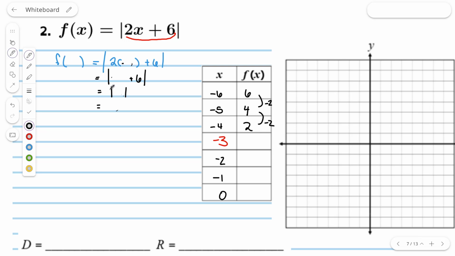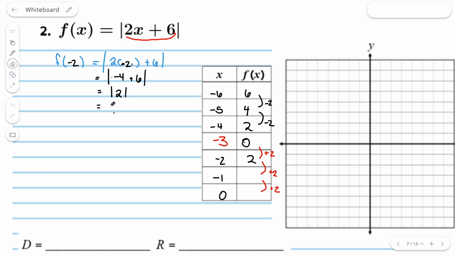So let's check out what's happening. So we said that was 0 at negative 3. At negative 2, negative 2 times 2 is negative 4. Negative 4 plus 6 is going to be 2. So the absolute value, that's 2. So now we're no longer decreasing by 2. We're starting to increase by 2. So looking at that pattern, we should see these next 2 increase by 2.